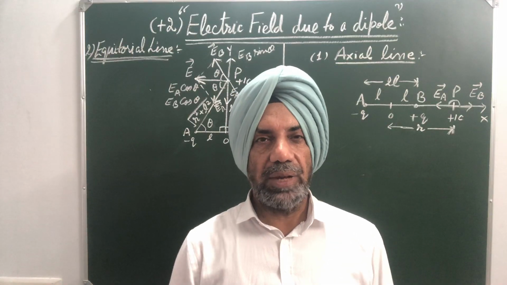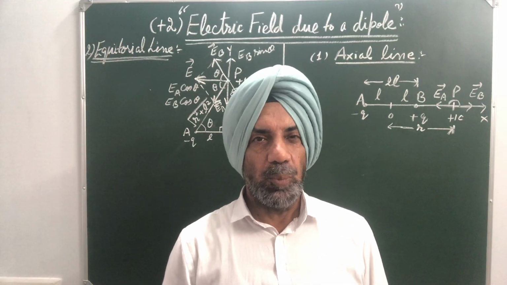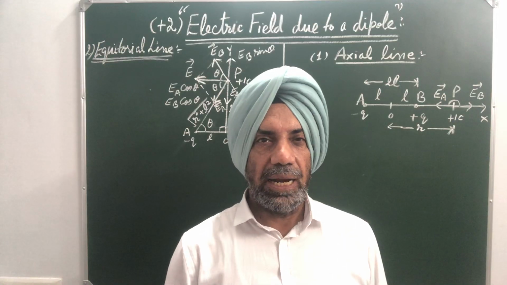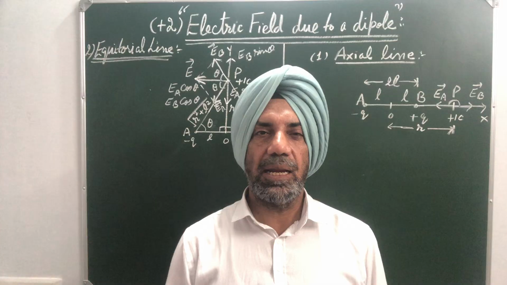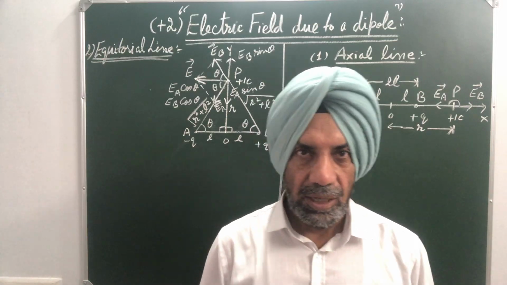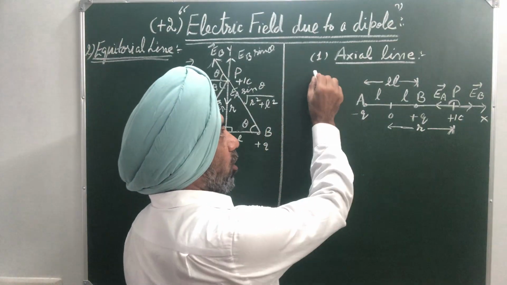And today's topic is very interesting and very important. We have to find the electric field due to a dipole at a point on the axial line and at a point on the equatorial line. So first, at a point on the axial line.